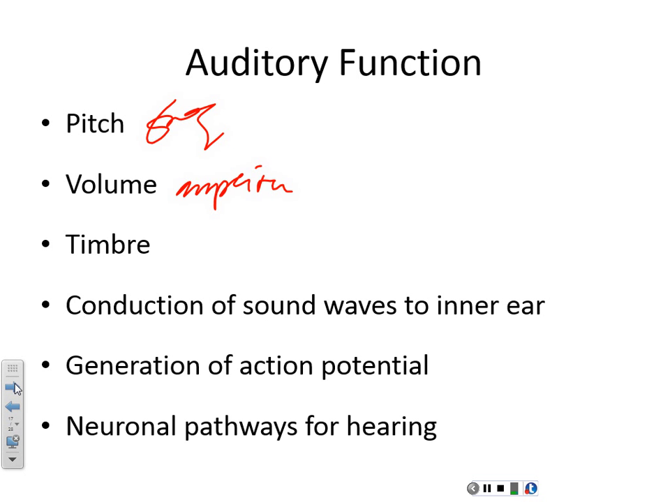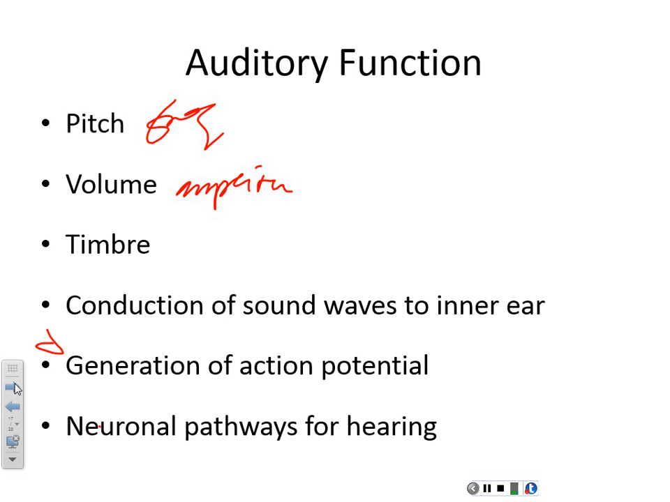I may ask about how you generate an action potential in the hair cells of the ear, in hearing. It may be a 2 point question because there's not much to the generation of an action potential. I'm just saying bending the hairs, opening the elastic gates, and then potassium gets in: 2 points.